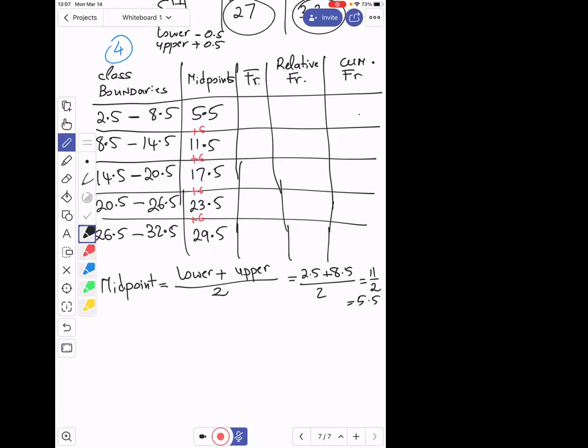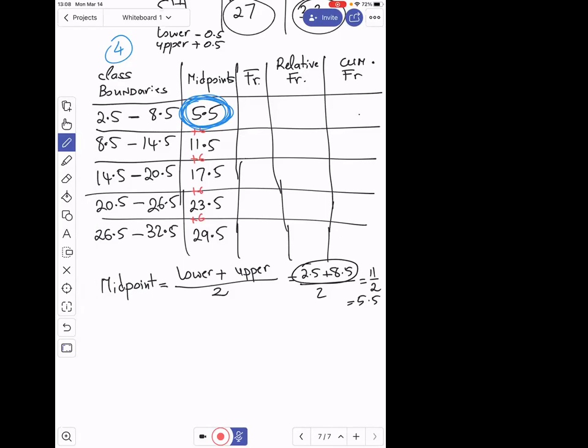So you're doing 2.5 plus 8.5, right? And then you get 11, 11 over 2. That's how I got the 5.5, the first midpoint. But then after that, I just add the width, right? Oh, okay. All right.